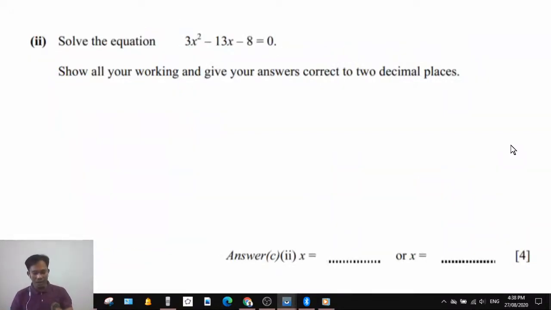Okay, let's recall again. What is the formula? Quadratic formula is x equals negative b plus minus square root of b squared minus 4ac divided by 2a. Okay, this is a, this is b, this is c. Okay, a is 3, negative 13 is b, c is negative 8.